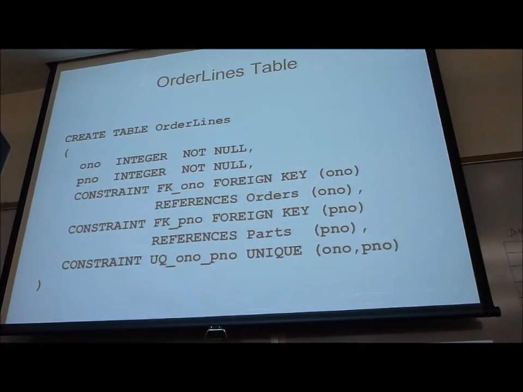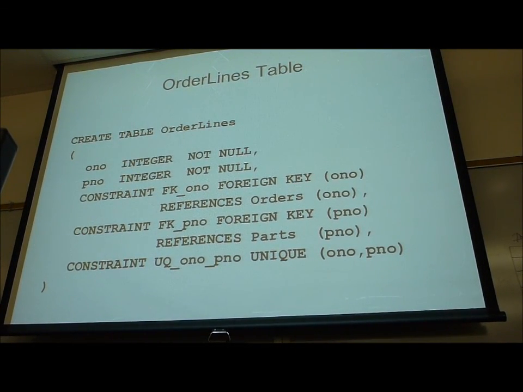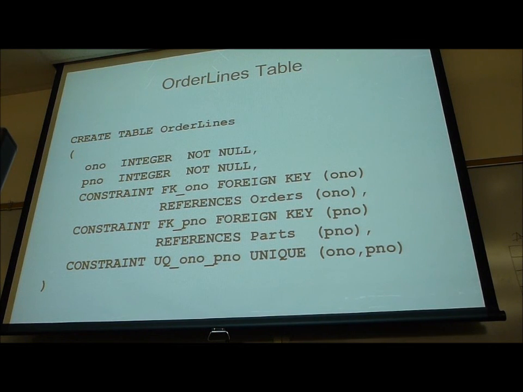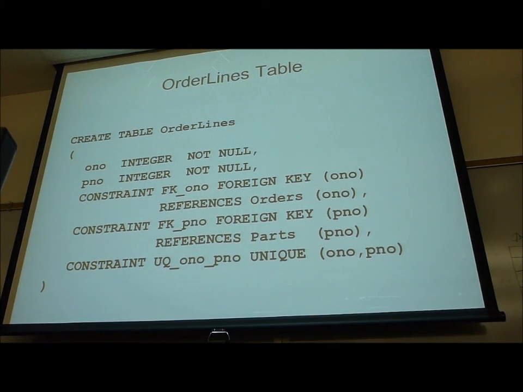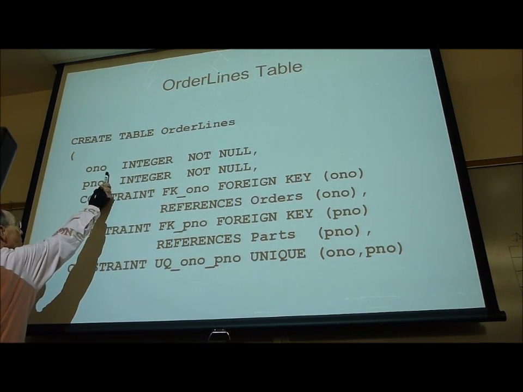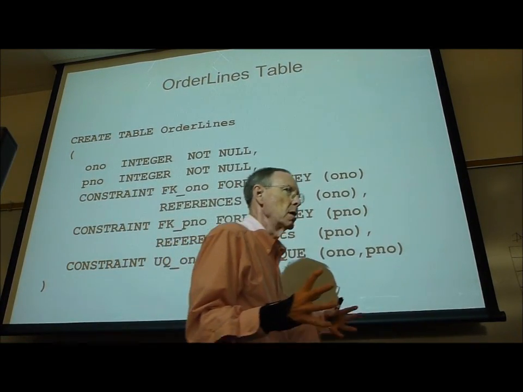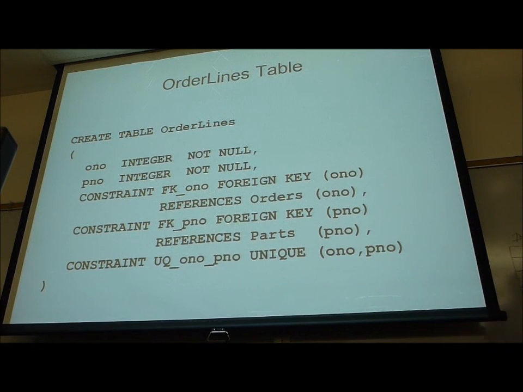And then the order lines. Okay. And again, now, the order lines has got to have an order number and a part number. So there's going to be two keys there, and there's two foreign keys.